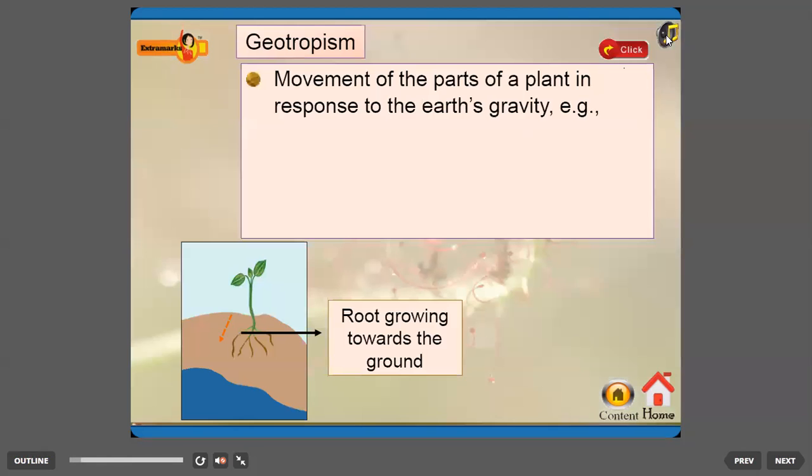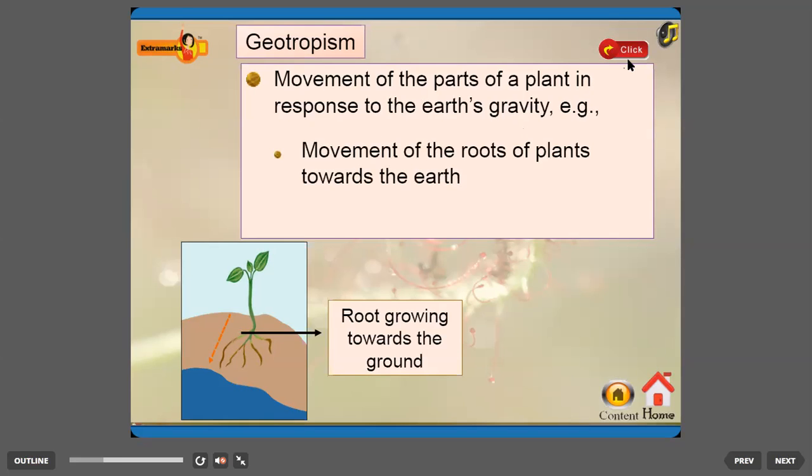So this is my particular part. Geotropism क्या होता है? Movement of the parts of a plant in response to the Earth's gravity. तो Earth's gravity की तरफ वो बढ़ रहे हैं. Movement of the roots of plants towards Earth, right? Movement of the shoot away from the gravity.